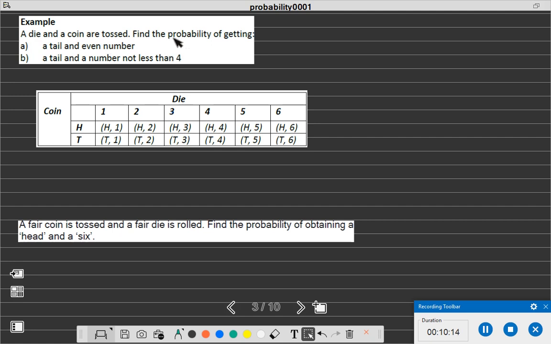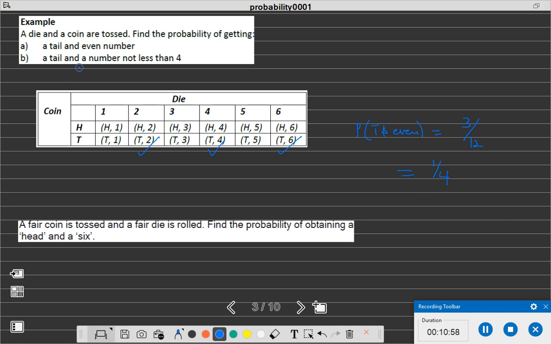So they want us to find the probability of getting a tail and an even number. Now, of course, here we don't have a tail, so the tail is here. Tail and even number, we have that is 1, that is 2, and that is 3. So the probability of tail and even number will be 3 out of the total number of outcomes. The number of outcomes, we have 1, 2, 3, 4, 5, 6, 7, 8, 9, 10, 11, 12. So that is 3 by 12, which is one quarter.